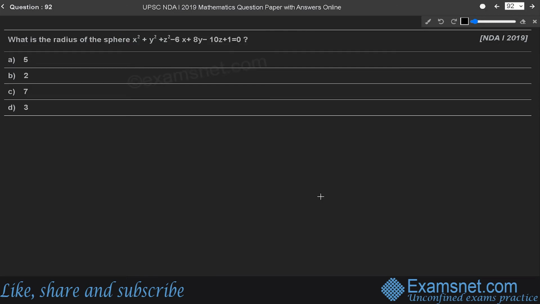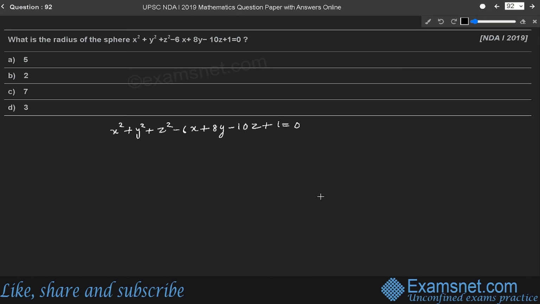Next question is, what is the radius of the sphere x square plus y square plus z square minus 6x plus 8y minus 10z plus 1 is equal to 0. It is the given equation for sphere. We have to find the radius for the given sphere.